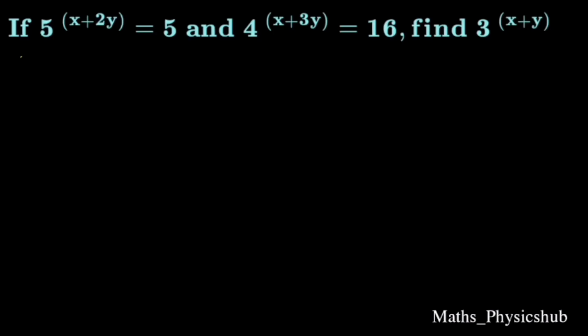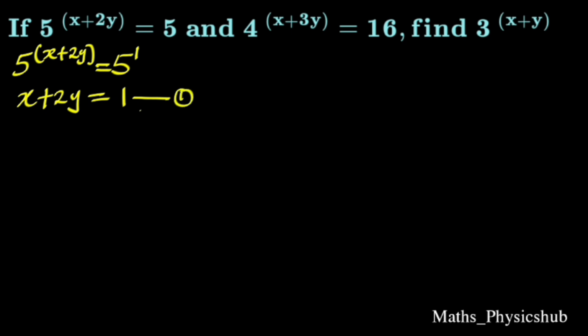Starting with the first equation, 5^(x+2y) = 5. Let's make the power of 5 on the right side 1. Making the power 1 doesn't change anything, because 5 power 1 is still 5. Since both sides have the same base, next we equate their powers. Doing so will give us x + 2y = 1. Let's call this equation 1.